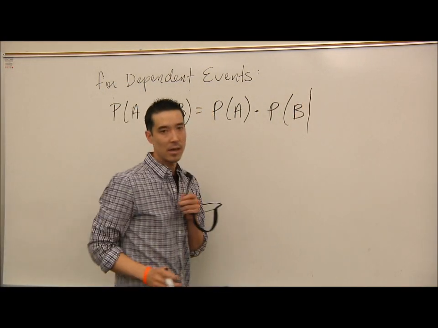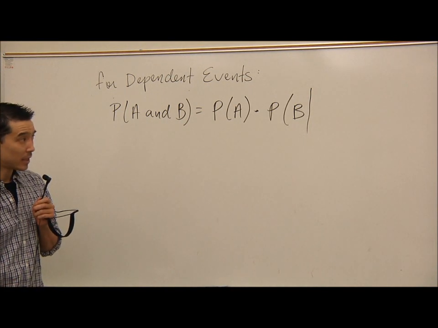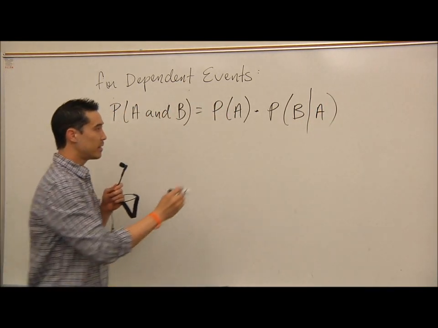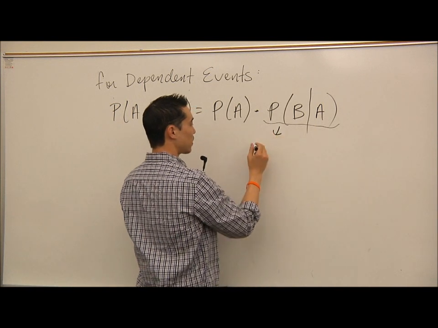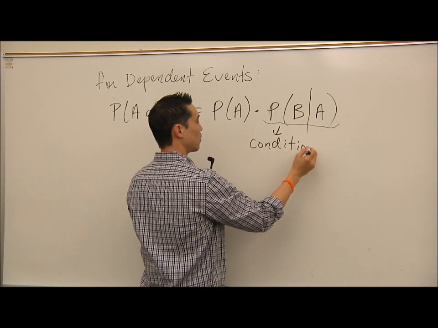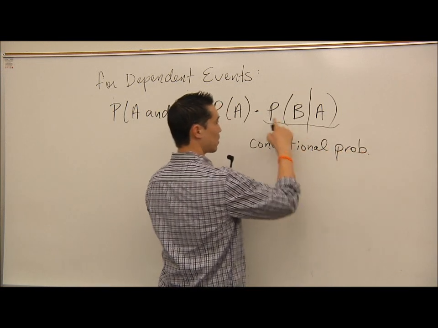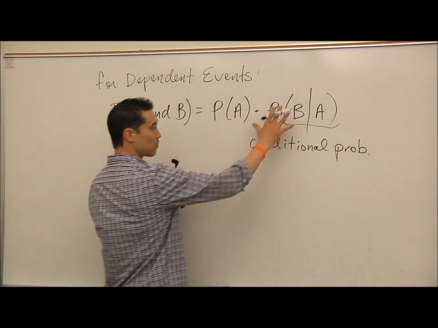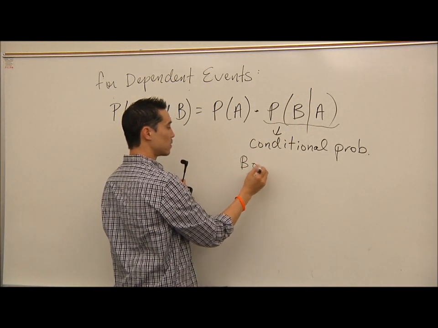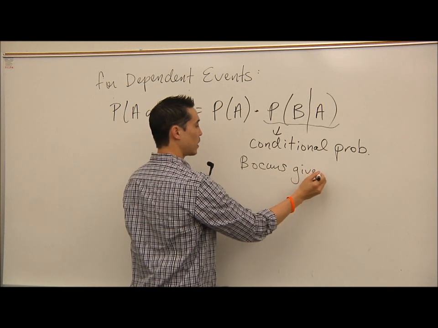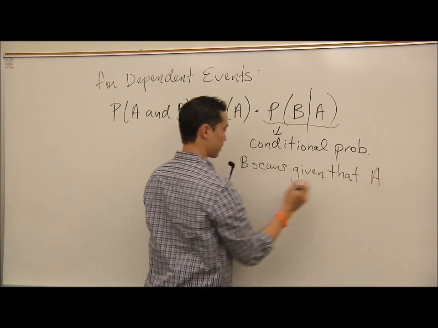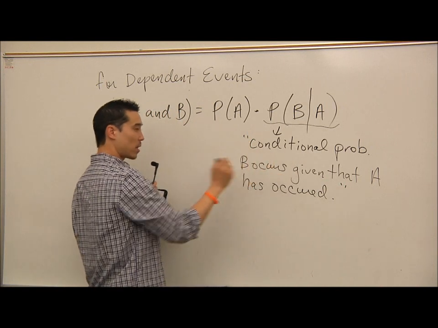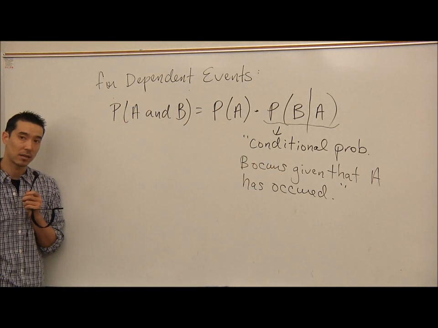You put a vertical line, and that vertical line stands for given that, and I'll talk about that in just a second, and then A, okay? This piece here is what we call conditional probability. The probability B occurs given that A has occurred, okay? So this little guy here stands for the probability B occurs given that A has occurred. It's the conditional probability B occurs given that A has occurred. So you assume A did happen.